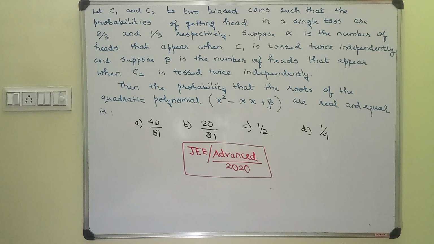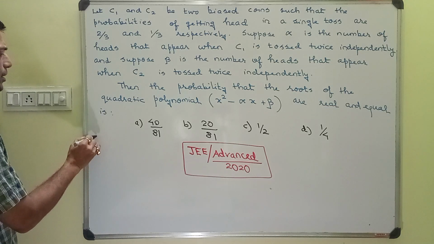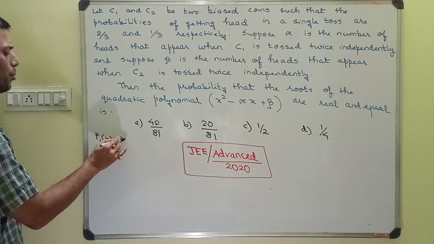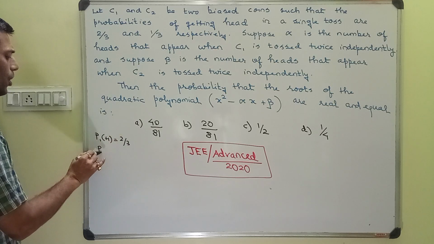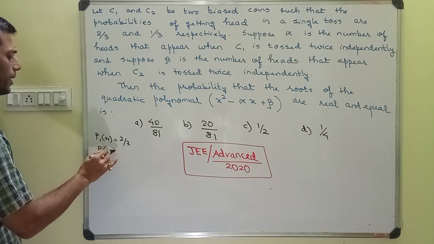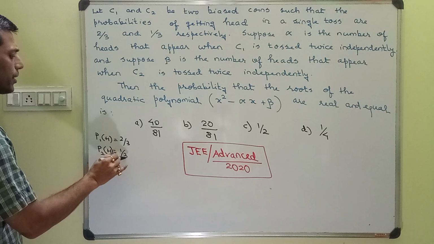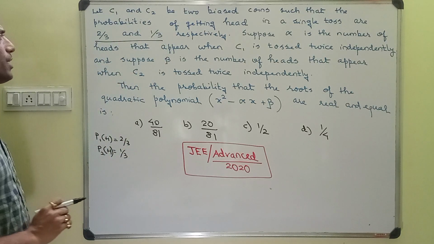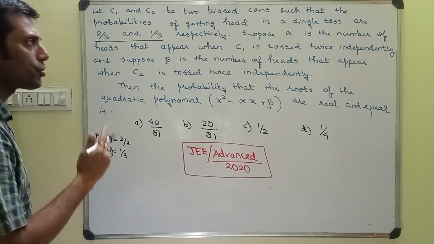Say we have two coins, unbiased coins, such that the probabilities of getting head in a single toss are 2 by 3 and 1 by 3. That means they are talking about probability of the first coin getting a head is 2 by 3, and probability of the second coin getting a head is equal to 1 by 3. Now suppose alpha is the number of heads that appear when C1 is tossed twice.